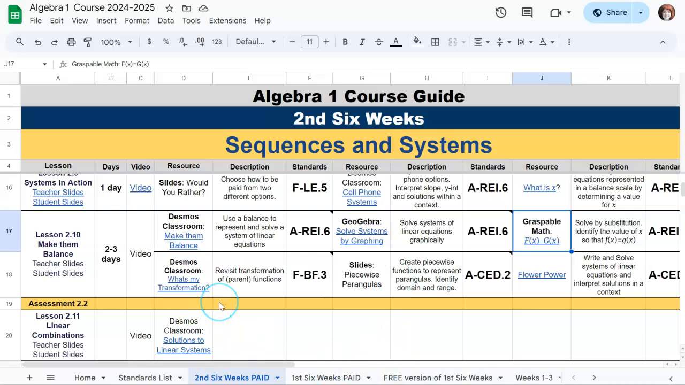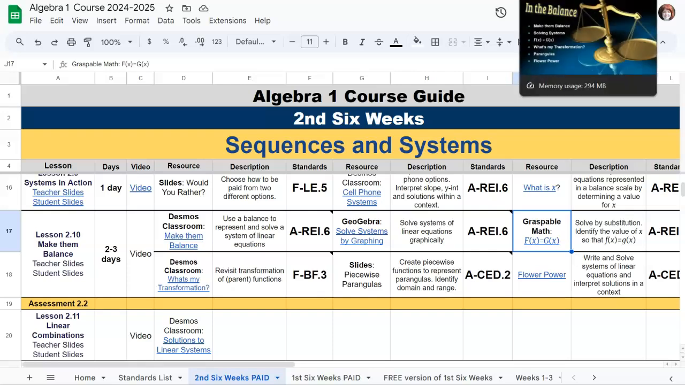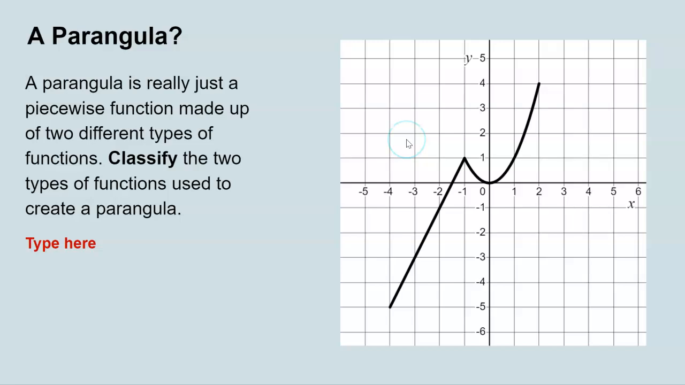So our next assignment is going to be the slides. So we have a couple of things in slides that we're going to do. The first is creating a piecewise equation for that parabola that we just saw. And then second, we're going to go do a fun activity that's super old, but I've given you an updated version called Flower Power. So let's take a look at our slides.